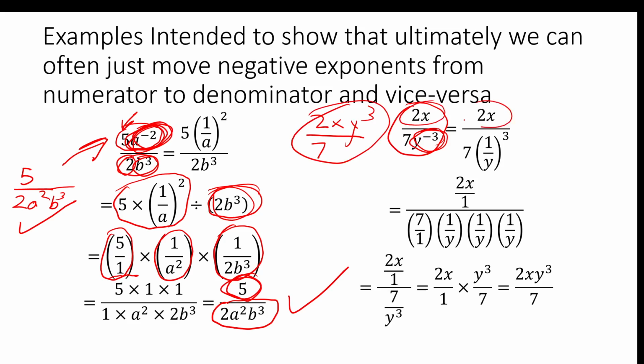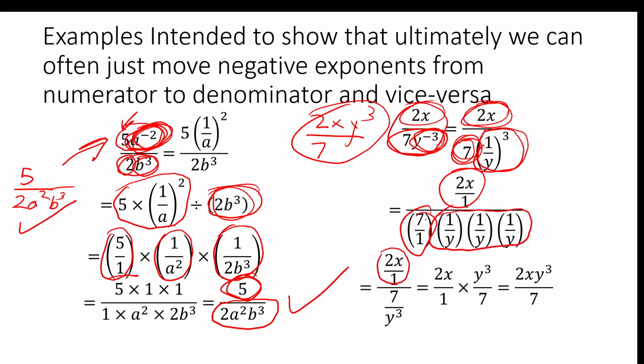This 2x stays up top. And this 7 times y to the negative 3 becomes 7 times 1 over y to the exponent positive 3. So that 2x becomes 2x over 1. That 7 becomes 7 over 1. And this 1 over y to the exponent 3 becomes 1 over y times 1 over y times 1 over y. So what we end up with is 2x over 1.